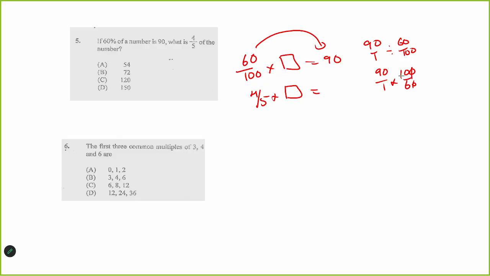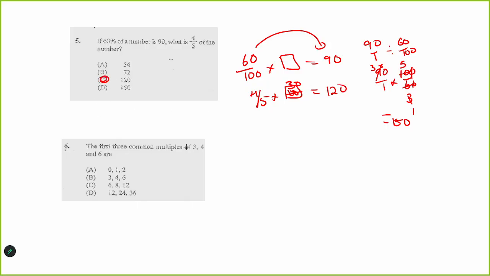Cross this off. 2 could go into 10 5 times and 2 could go into 6 3 times, and 3 could go into 9 3 times. 5 3s are 15, so it'll be 150. So I want to know what is 4/5 of 150. 5 goes into 150 30 times, and 4 3s are 12, so the answer is 120.